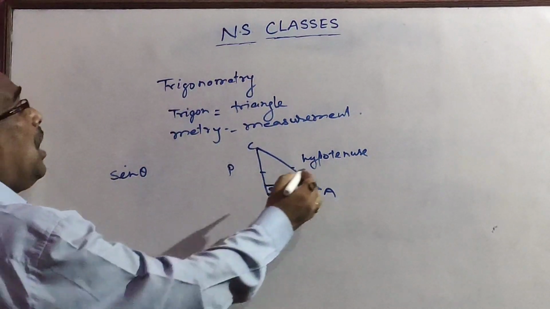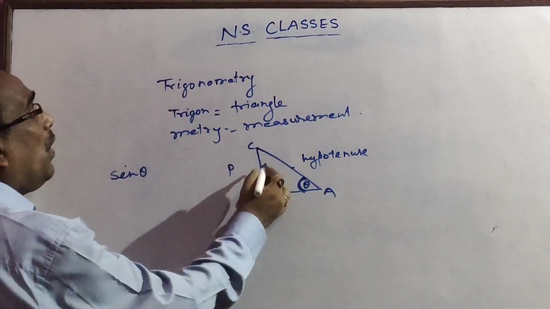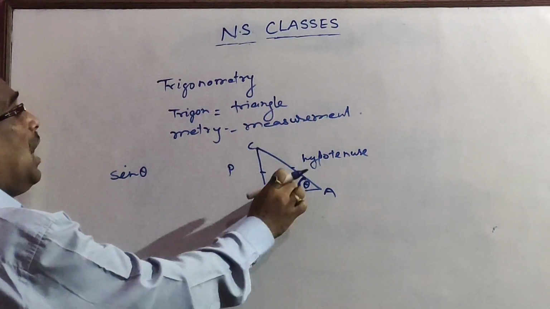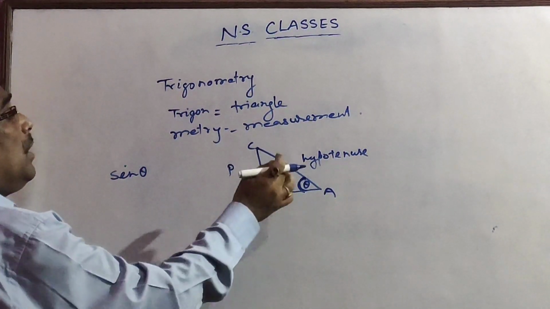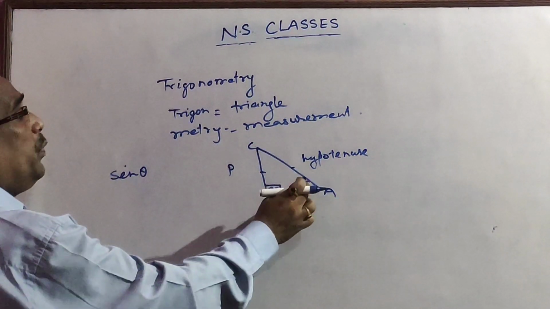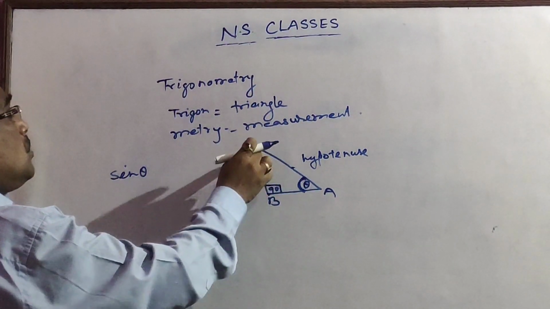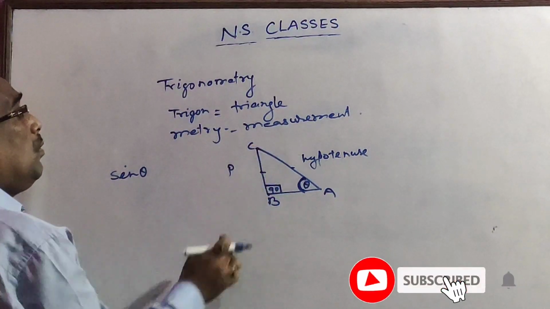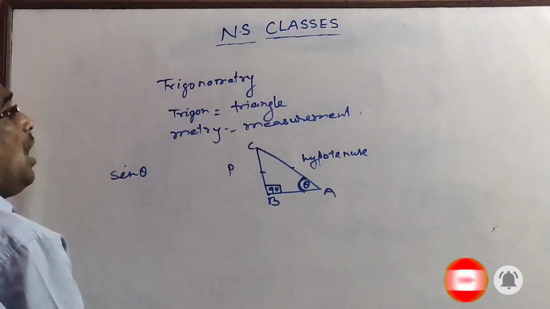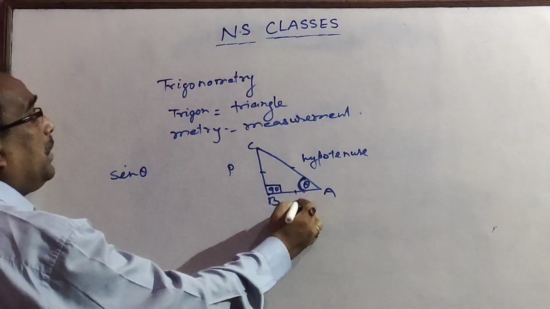This is the hypotenuse. The side opposite to the acute angle we have taken, that is theta, is known as the perpendicular, the side opposite to 90 degrees is the hypotenuse, and the left side AB is the base.